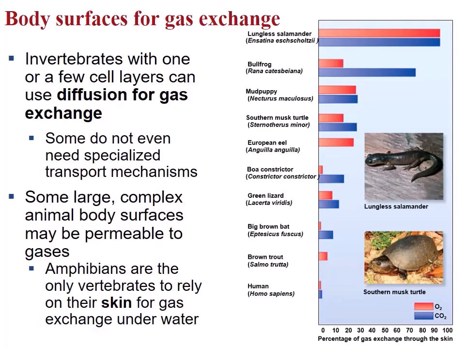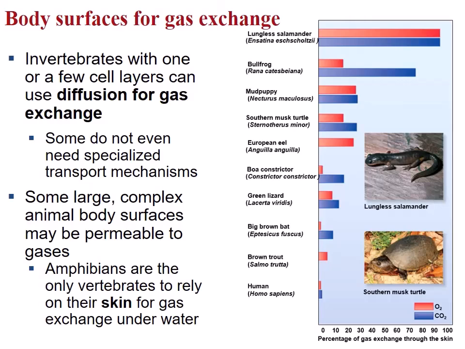So some organisms can do gas exchange just across their body surfaces. If you only have a few cell layers, you can just use diffusion and you don't have to have a specialized transport system. But some large animals, like amphibians, have skin that allows them to do gas exchange. The chart on the right-hand side here has a bunch of different organisms and how much oxygen and carbon dioxide they can exchange across their body surfaces.